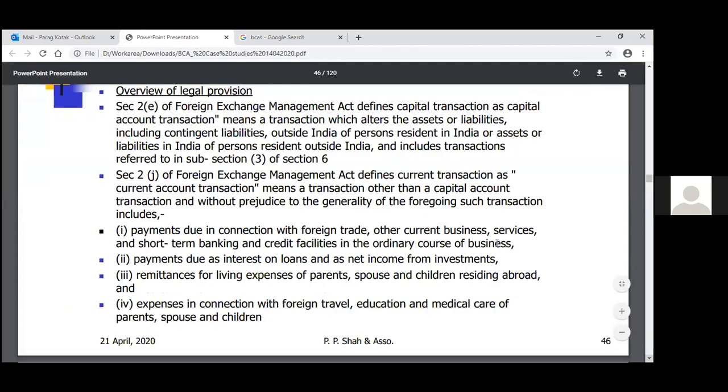Can you go to slide number 52 now? Because from 46 to 52, I'm only explaining what is the current account transaction.